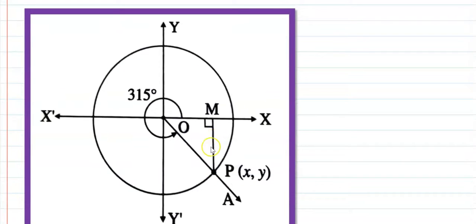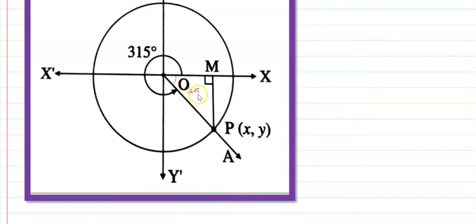The right angle triangle OMP. OMP is a right angle triangle, and now see this here. The measure of this angle is 315, and therefore the measure of this angle is equal to 45. This is equal to 45. This is 90, and the measure of this angle is also 45 degrees. OP is 1, therefore OM is 1 upon root 2, and PM is also 1 by root 2.